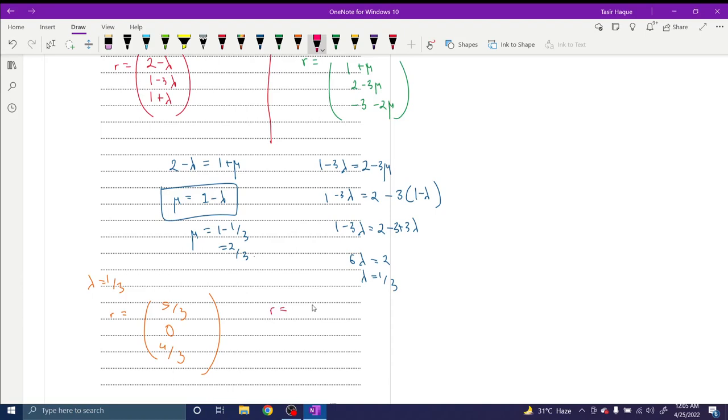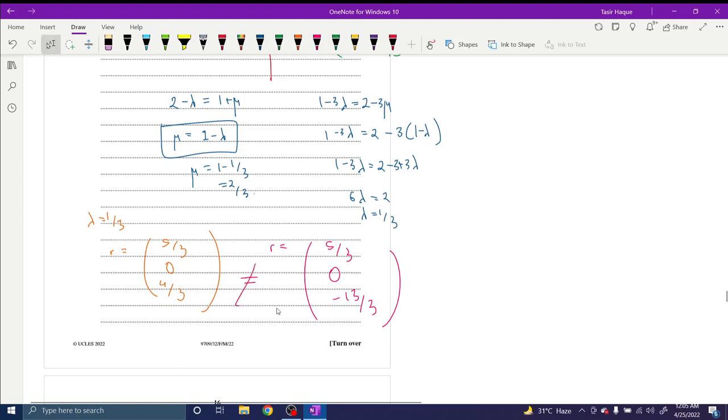R is equal to 1 plus 2 by 3, 5 by 3. The first two should match, by the way. 2 minus 2 is equal to 0. The last one won't match since we equated the first and second one, okay? Minus 3 minus 2 into 2 by 3. I'm getting a value of minus 13 by 3, right? So since these are not equal, they do not intersect. This is what you should show. Okay, you have to show all three coordinates. Remember that.